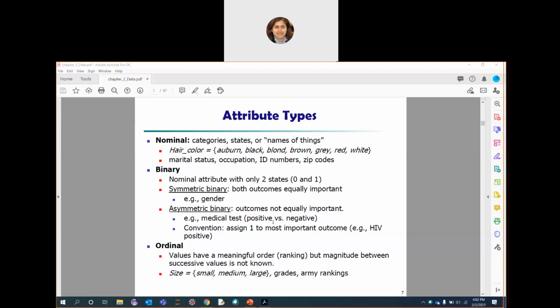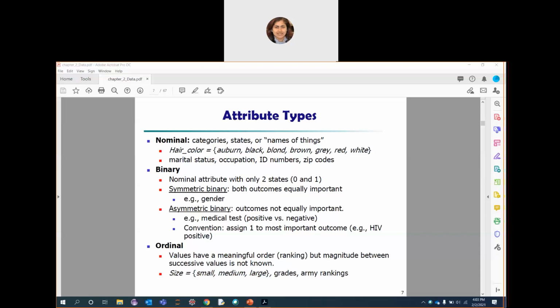We have binary, which mostly can have two states. It may be either 0 or 1. 0 means off, 1 means on. So binary attributes again have two subdivisions, that is symmetric and asymmetric. If the two states that the binary attribute has are equally valuable, that means same weightage, then they can be called symmetric. If they don't have equivalent or equally important states, then it is asymmetric.